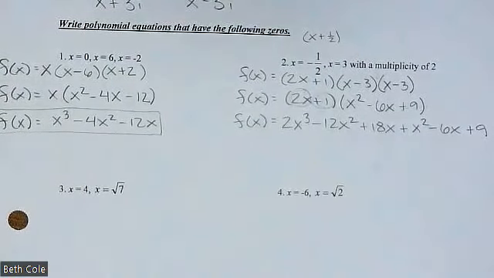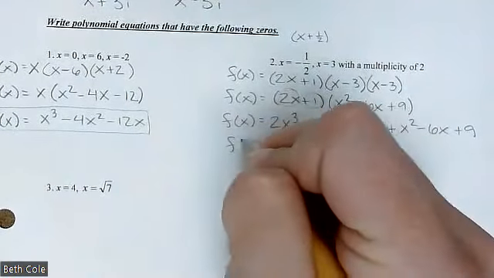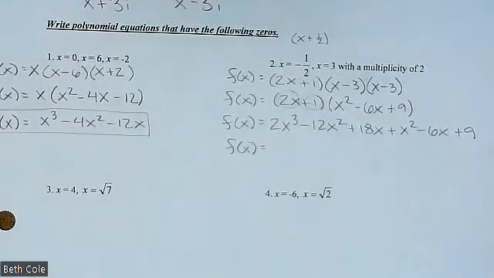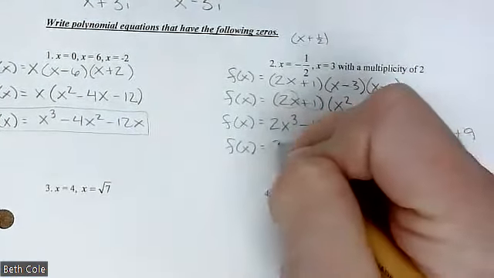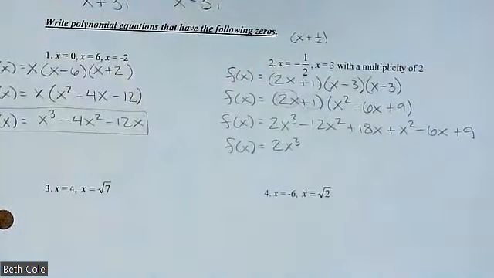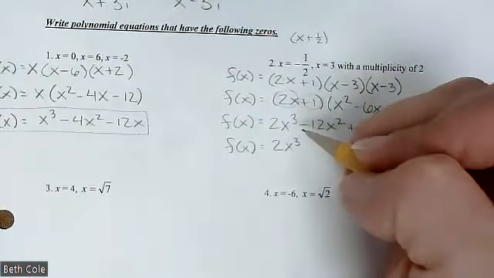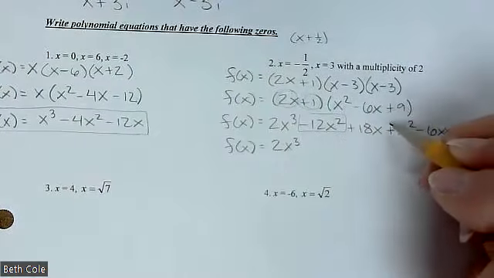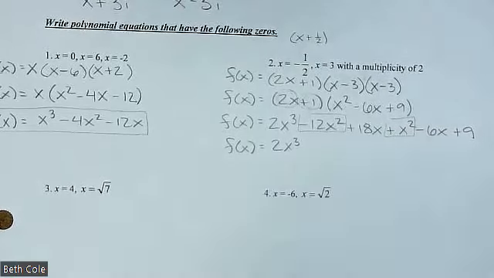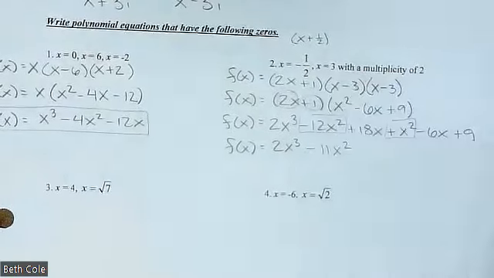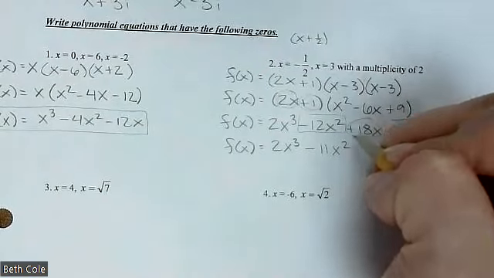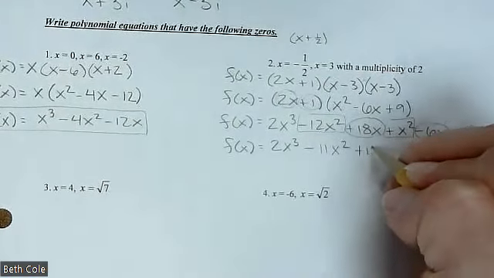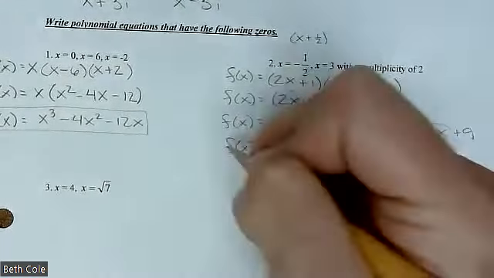And your last step is to put the like terms together. So 2x cubed, that's not going to combine with anything. What is going to go together here, though? Like, when we combine it, what are we going to get? Good. So together, that'll be minus 11x squared. And then 18x minus 6x, 12x plus 9.